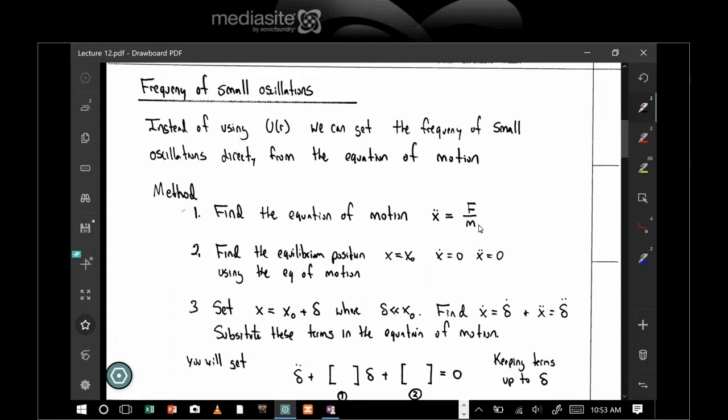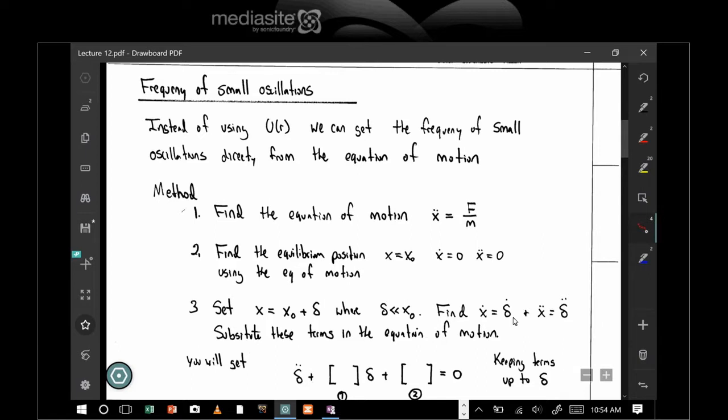Now I actually find the value in step 2 of the equilibrium position. I set x equal x naught, and thus x dot equals 0, x double dot equals 0. I stick that into the equation of motion here. In the end, what's going to happen is that's static equilibrium. And so that's going to allow me to solve for x naught in terms of my given variables.